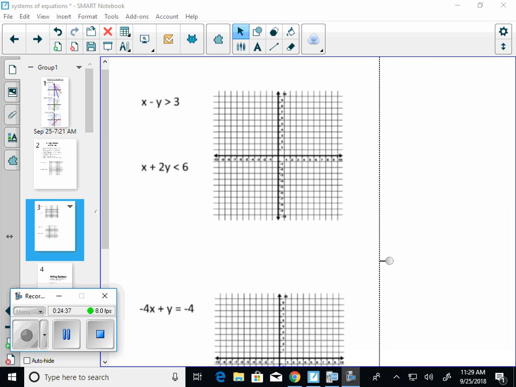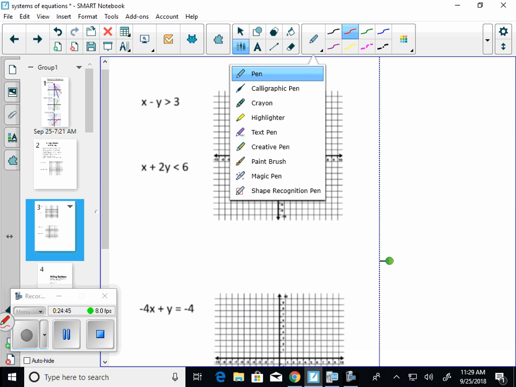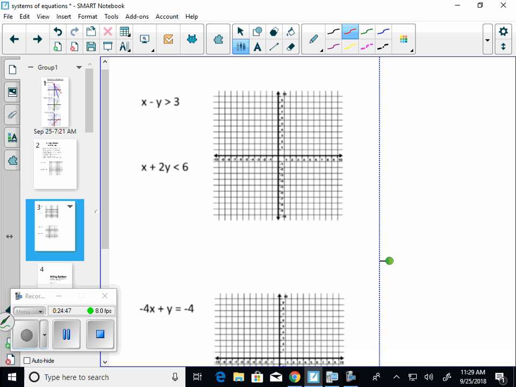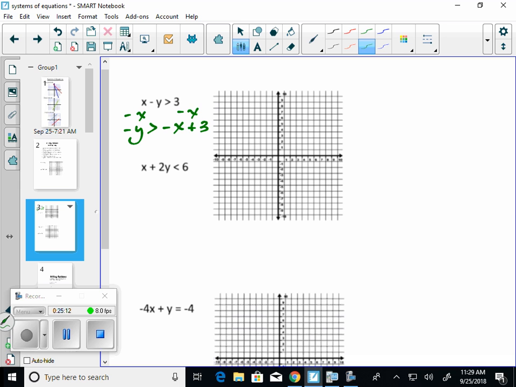Okay, so we're on the last page. We've got 2 more questions left. If I look at my equations, am I in the right form? It says x minus y is greater than 3. Not in the right form. Okay, so what do I need to do? Get rid of the x. I do that by subtracting. So if I subtract an x from both sides, let's write down what I have left. I have negative y is greater than negative x plus 3.